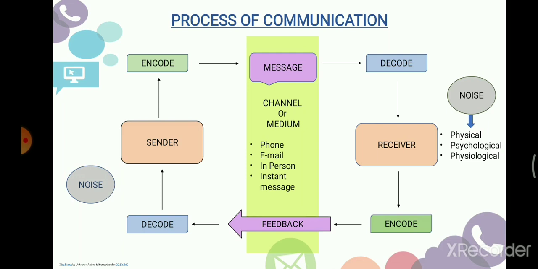The next step is that the receiver needs to give a kind of feedback to the sender. Now, how will the receiver give the feedback? The receiver will again encode his feedback and send it to the sender, and the sender will decode the feedback in order to understand it, and then the process of communication comes to a complete.